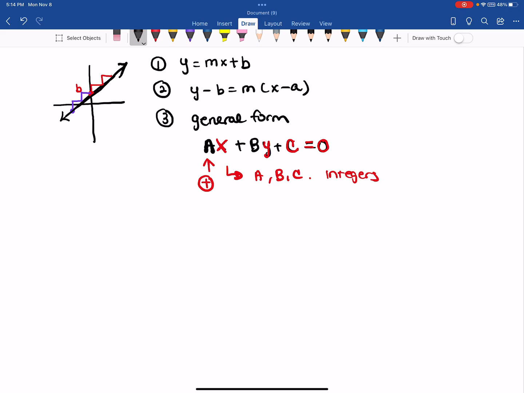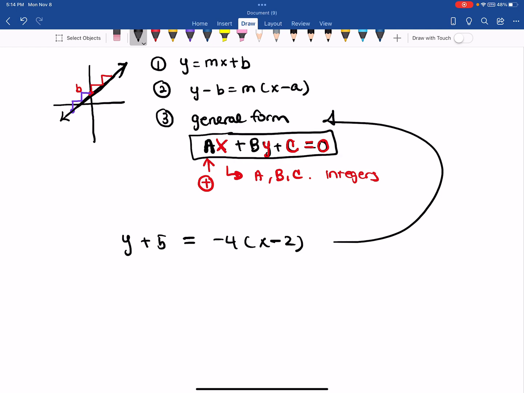All right, so what's the application? Say you have the point slope that looks like this. Point slope is good and everything, but they're going to ask you to change this to the general form. So you have to meet the guideline of this A, B, C, and 0. What I would do is first get rid of the brackets. So negative 4x plus 8, and then y plus 5.